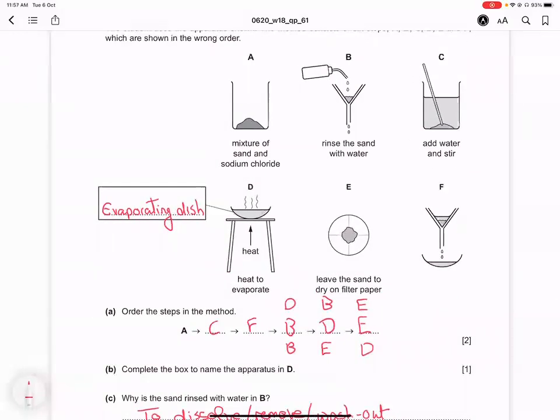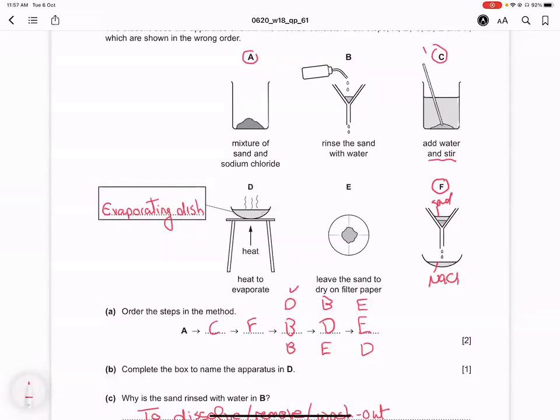So first of all, he got the mixture of sand and sodium chloride. To separate a mixture of two solids, you must add a solvent that dissolves only one of the two solids. So the next step is C, he added water and stirred. The following step is F, he filtered, he will obtain the sand as the residue and the sodium chloride solution as the filtrate. Starting here, the order doesn't differ.